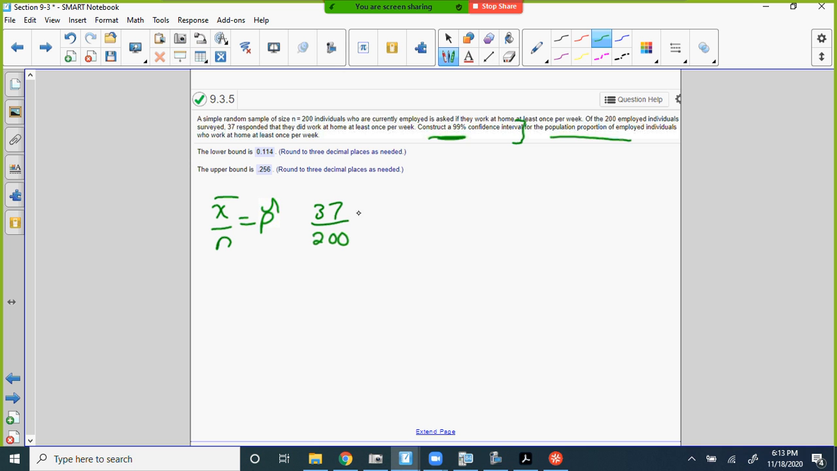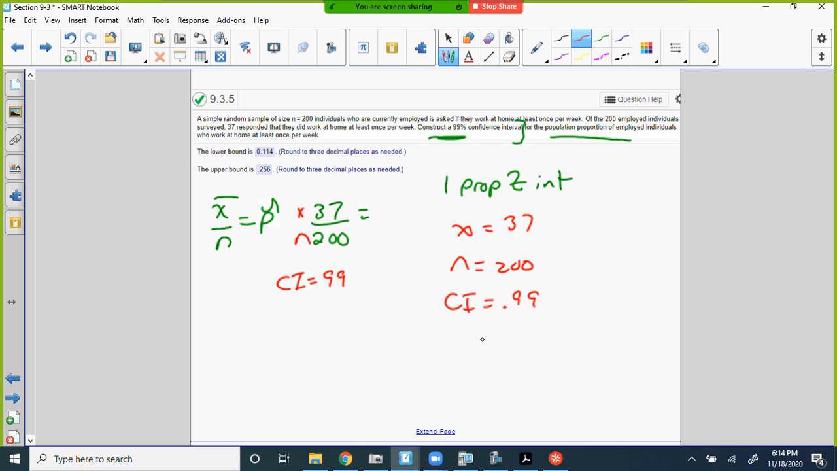We could do the calculations off of that, but we don't need to, because if we do a one proportion Z interval, the things it's going to ask me for are the x, the n, and the confidence level. And they're all there. There's the x, there's the n. The confidence level happens to be 99, but I don't put it in as 99. I put it in as 0.99. If I do that, which is selection A, it's going to give me these boundaries.